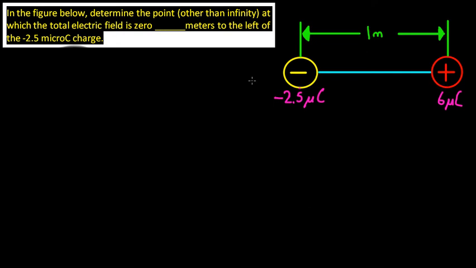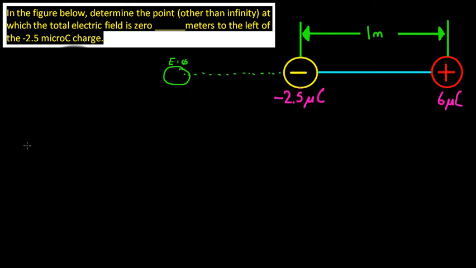So we know that somewhere to the left, the total electric field is going to be equal to 0. So E is going to be equal to 0. So how would we figure this out? What's the intuition behind solving this problem?